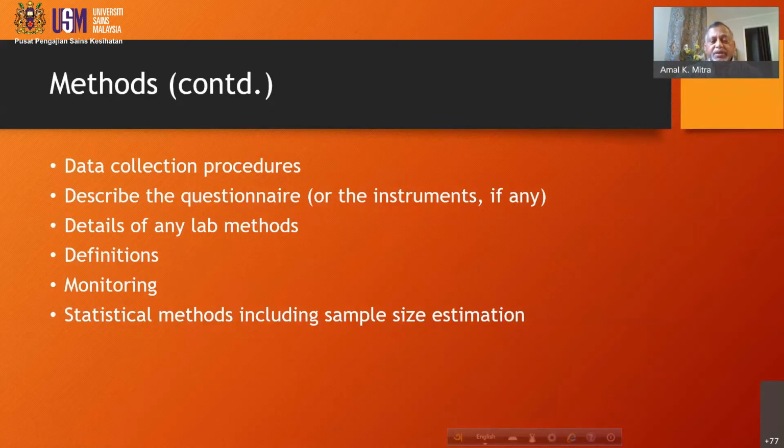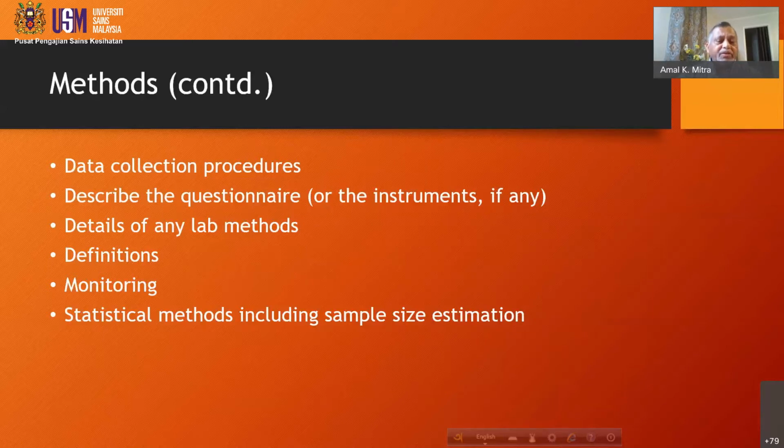Is it SPSS 28 or 26 or 25? You should mention that. Under statistical methods, normally we divide in three groups: descriptive statistics, and then inferential statistics. And then when you compare, what groups did you use to compare what with what? These details should be there in statistical methods. And normally we use a p-value of 0.05 or less as statistical significance. That you should also mention at the end of that section.